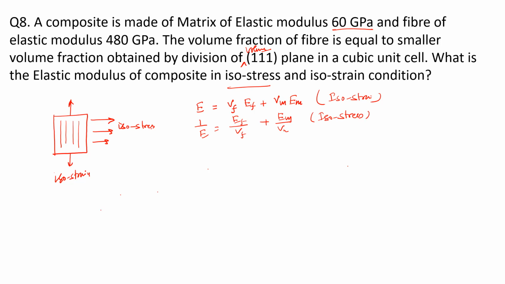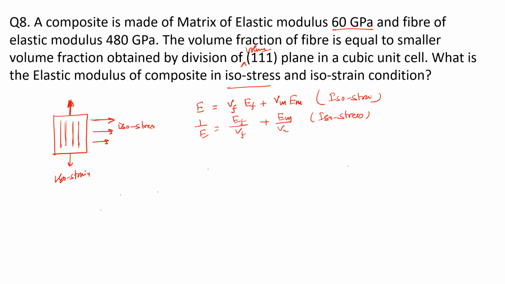So why is this isostrain? Because when we apply the stress, the strain experienced is the same: the strain produced in the fiber is equal to the strain produced in the matrix, because you see the stress is in this direction and both materials are experiencing the elongation, right? But in this case, since the fibers are aligned in the perpendicular direction, what happens? The stress which we apply, all the material experiences the same stress, but the strain becomes different.